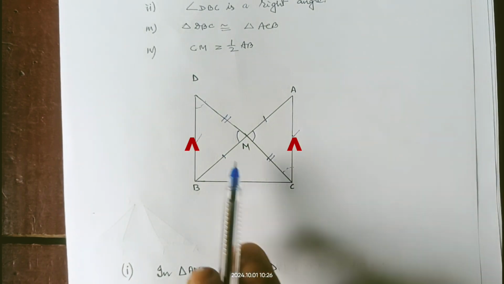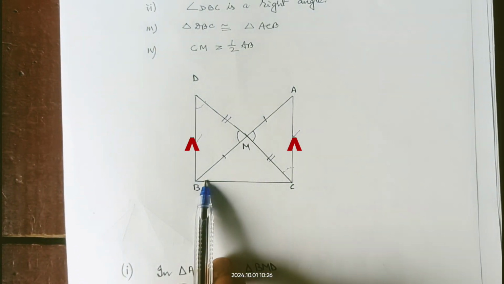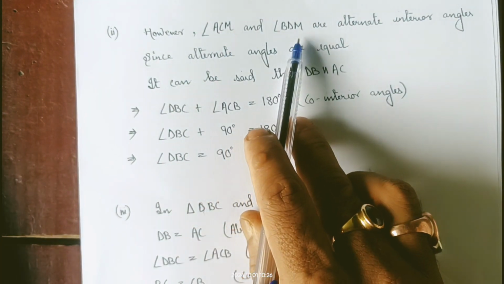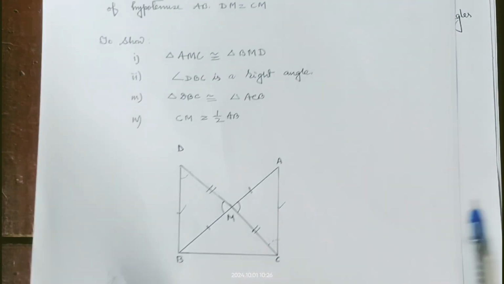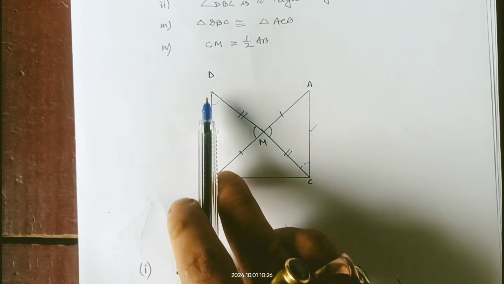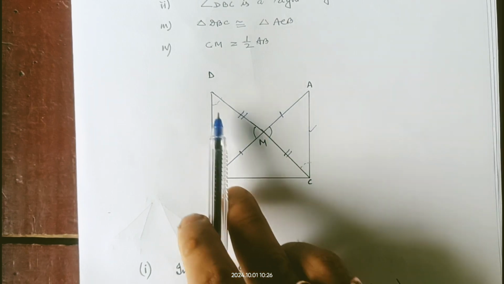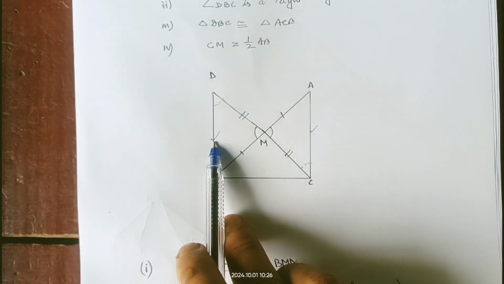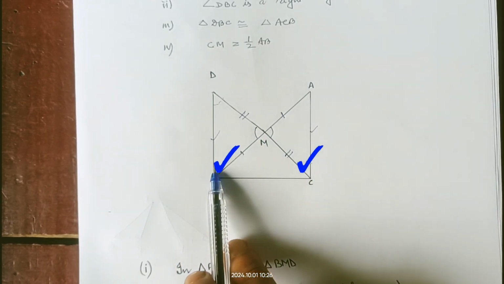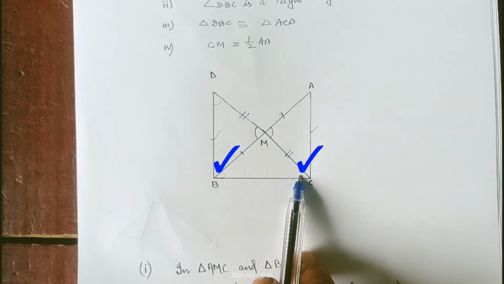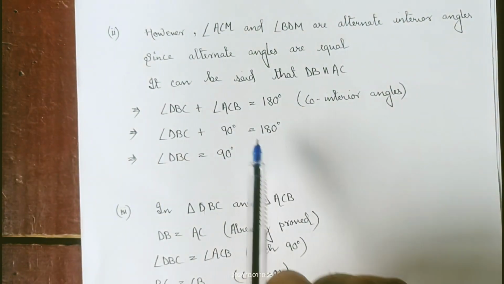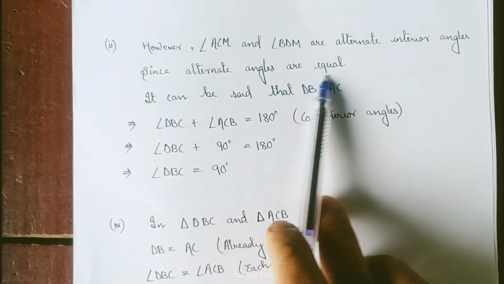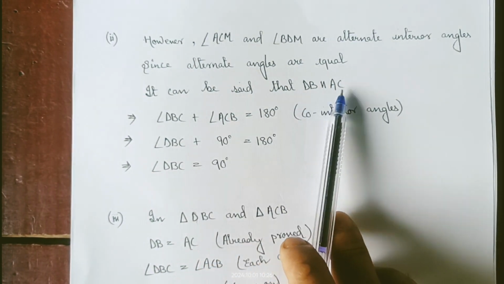Now in the second part we have to show angle DBC is 90 degree. For this, I have shown that angle BDM and ACM are equal. These are alternate interior angles, so these two lines are parallel. Since these two lines are parallel, the sum of co-interior angles will be 180 degree. So angle ACM and BDM are alternate interior angles, and since they are equal, DB is parallel to AC.